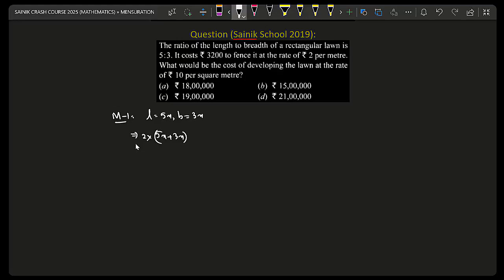Now, for the perimeter, every meter costs how much, what is the rate? Sir, 2 rupees. So the perimeter multiplied by 2 rupees is equal to 3,200. Yes. Next.